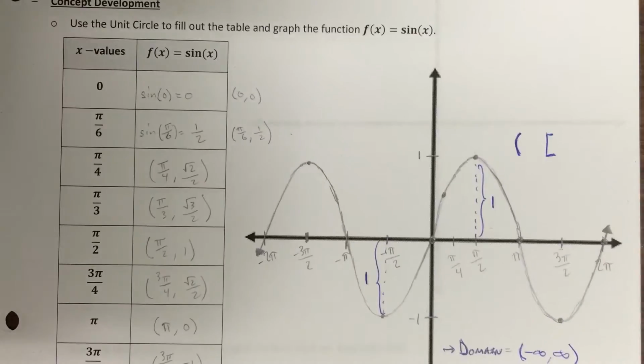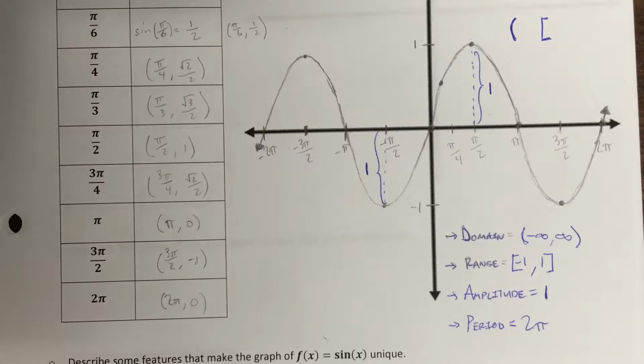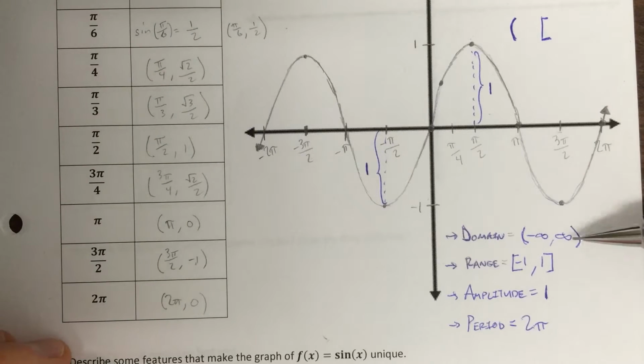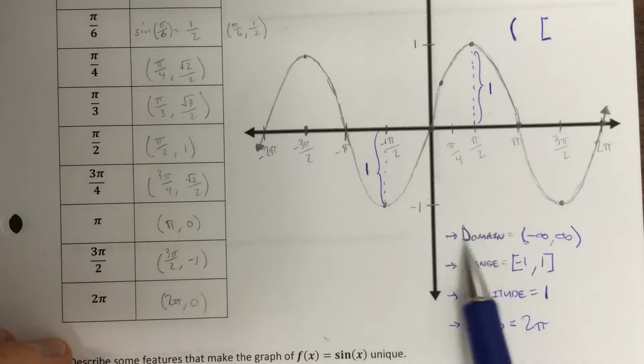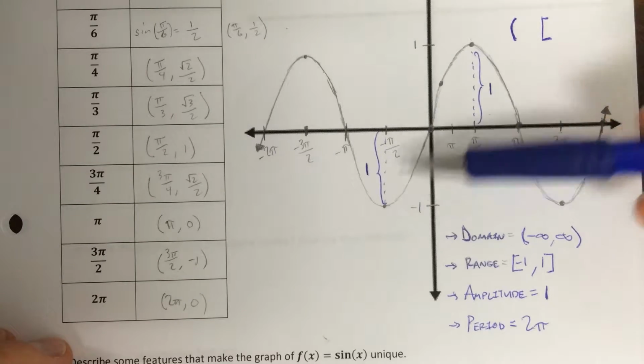In video 1 we looked at the graph of sine and we determined these 4 key features for the graph of sine. That we had a domain from negative infinity to infinity, meaning the x values can be whatever we want. Our range was from -1 to 1, meaning our lowest value was -1, our highest value is 1. Amplitude of 1, and a period of 2 pi. So let's go ahead and look at cosine now.